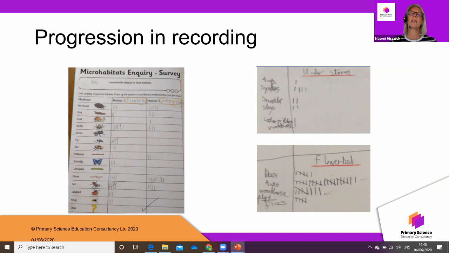And then when he went out again later in the year, there was an expectation that he would do it for himself. And you can see that he's now constructed the tally chart for himself. He's got the headings there, and he's sort of started to divide it up with the lines. Don't like the fact he's not used a ruler, but you know, we'll let him off.